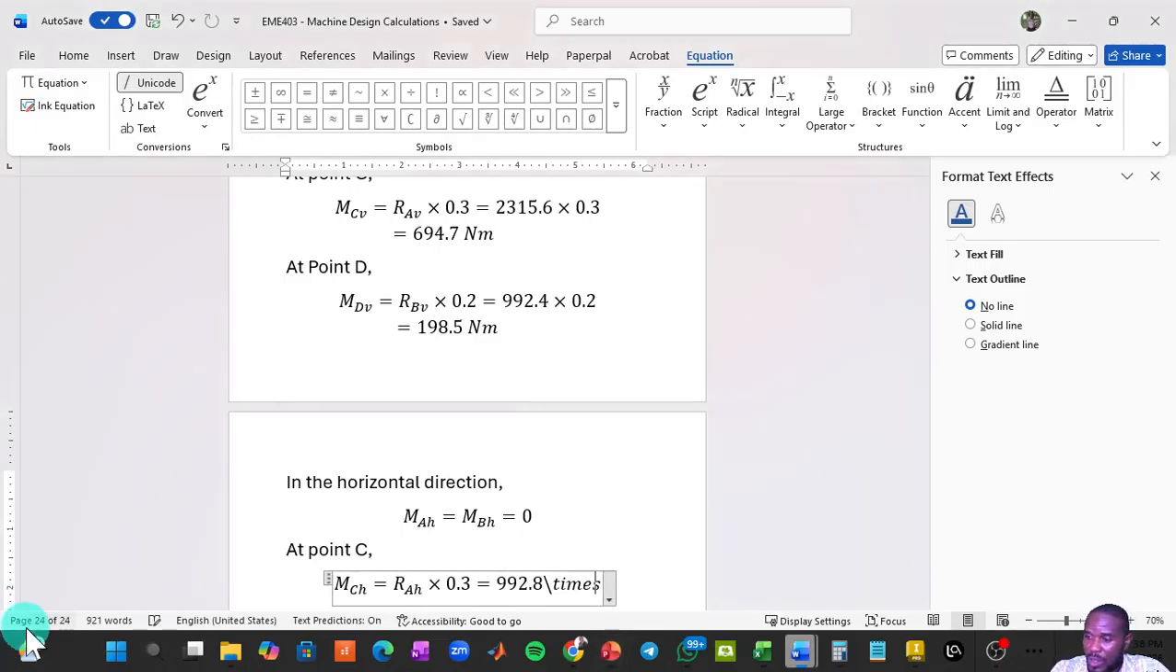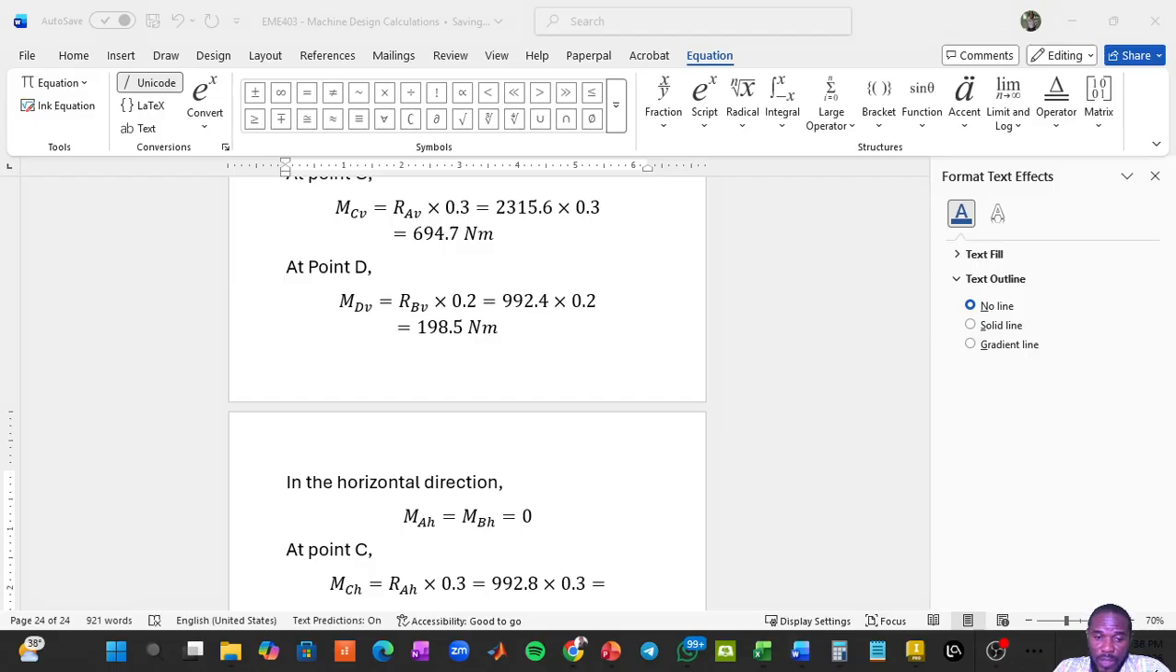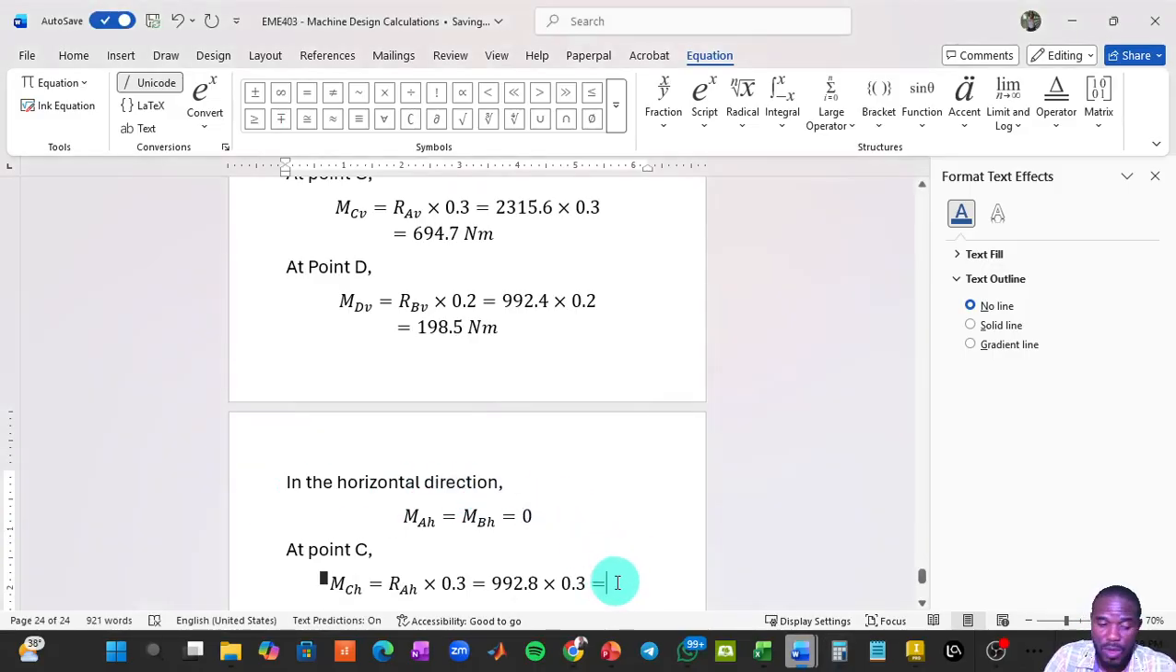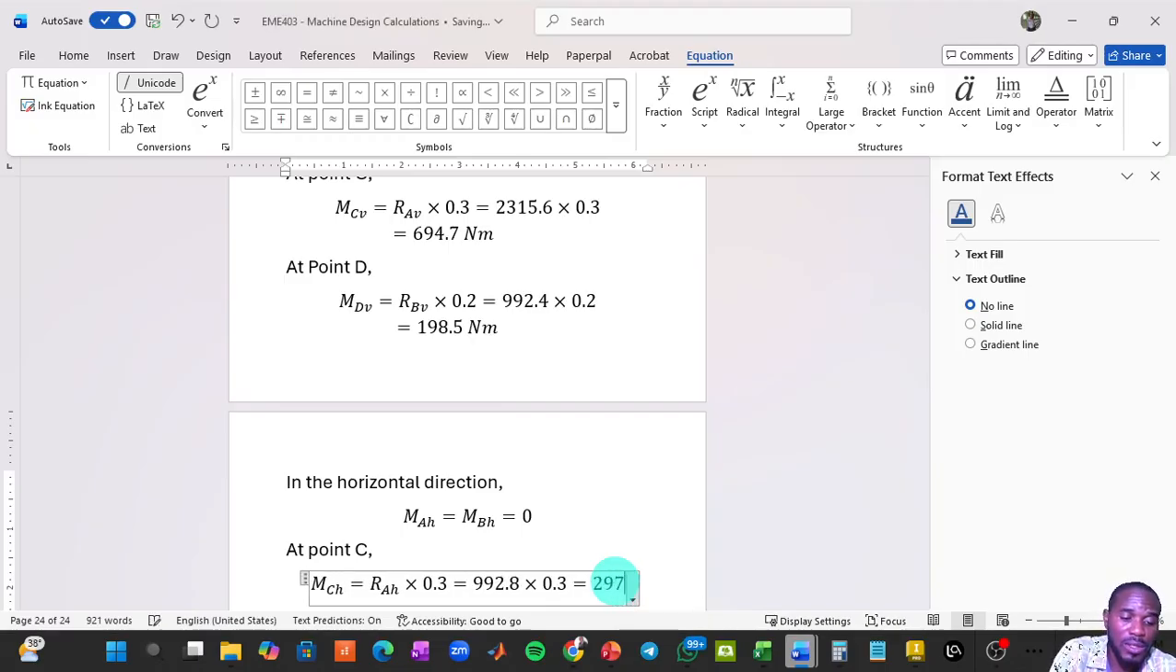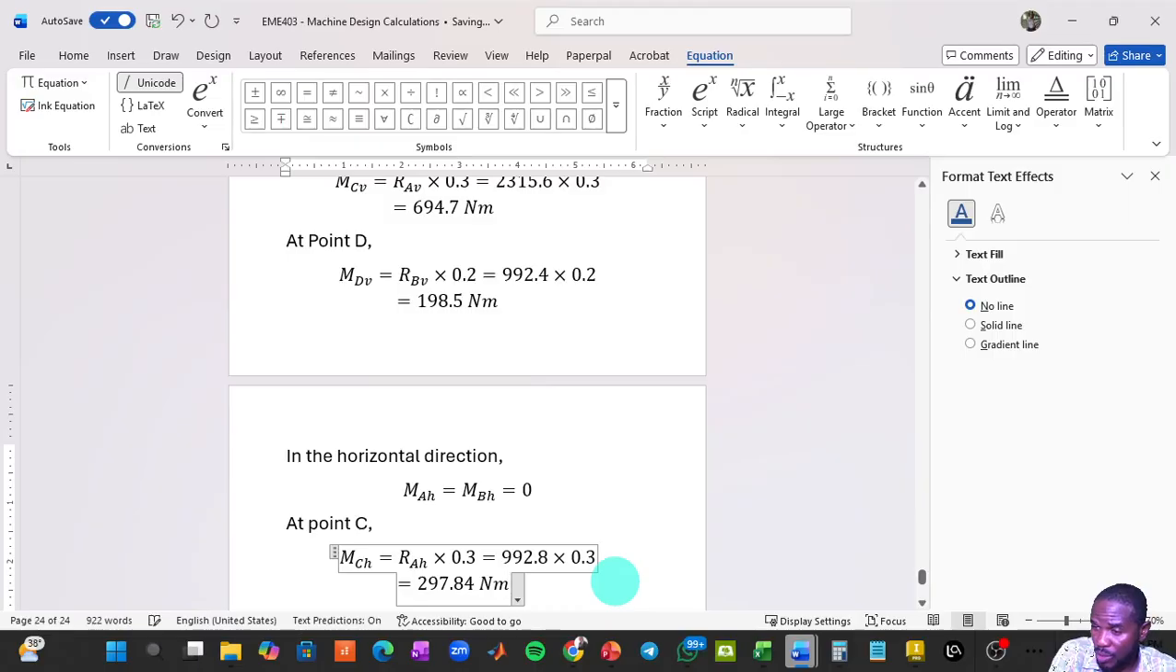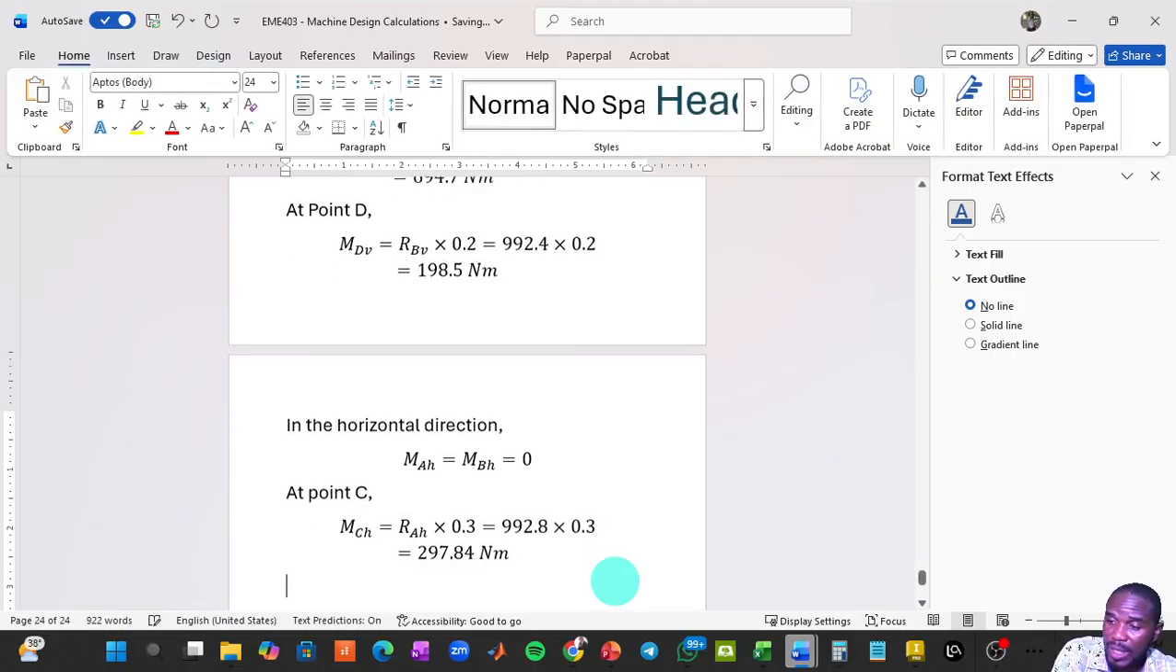So times 0.3, right? So what's that value? Give me a sec, this calculation. This is 992.8 times 0.3. Okay, and that gives me 297.84. This gives me 297.84 in Newton meters, right?